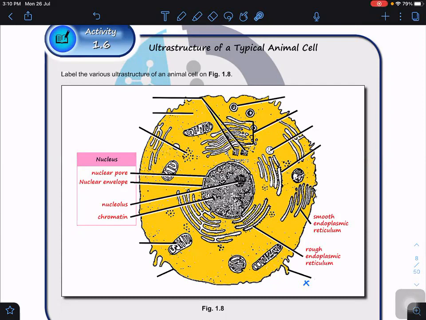Okay. So now we do know that on the rough ER, we do have the ribosome. So ribosome have two forms. One form is attached. Can you see that? Attached onto the rough endoplasmic reticulum. Another one, they are actually free moving, unbound ribosome. So we have two forms of ribosome. One is the ribosome on the RER. Another one is the free ribosome inside our cytoplasm.